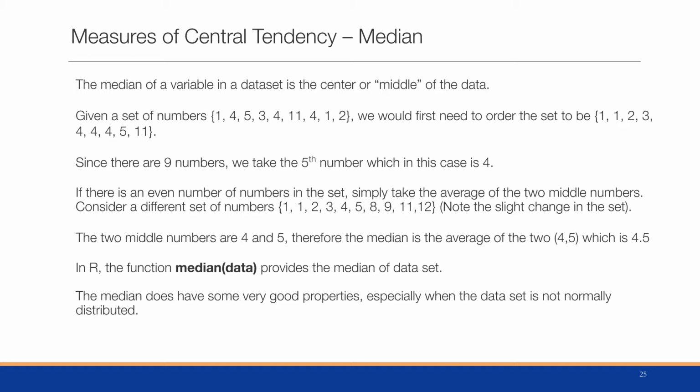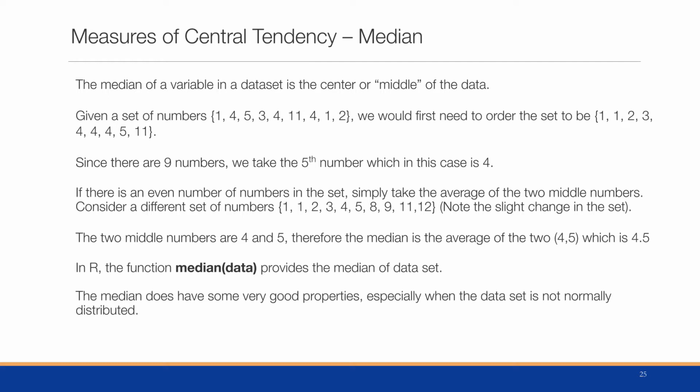So the median has very good properties, especially when the data set is not normally distributed. If you take a course on theoretical distributions, you're most likely going to look at the median. And the reason why is because the median represents the 50th percentile. 50% of the data fall below the median, and 50% of the data falls above the median.